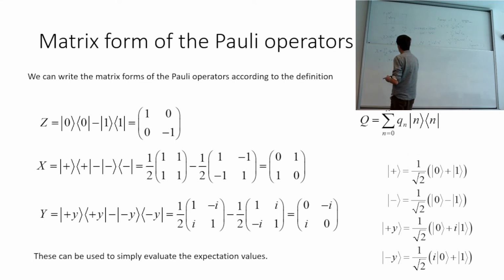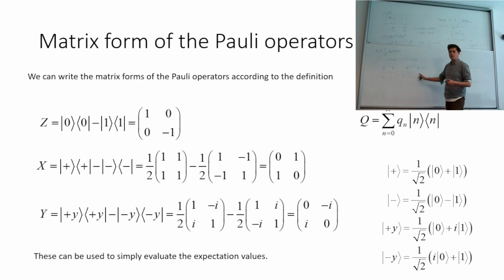We can write this in matrix notation, because this one is a 1, 1 row vector, and this one is a 1, 1 column vector. Oops, let me get this right. One minus one row vector, one minus one column vector. Then this will be 1, 1, 1, 1, and this one will be 1, minus 1, minus 1, 1.